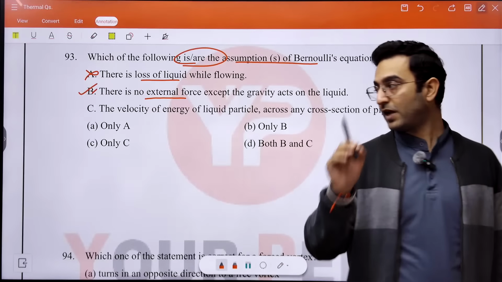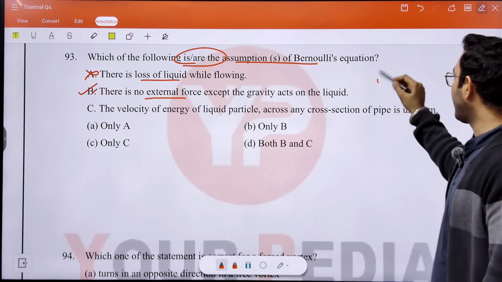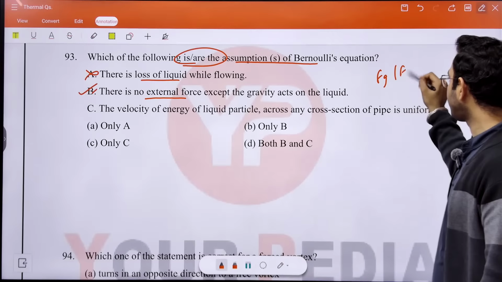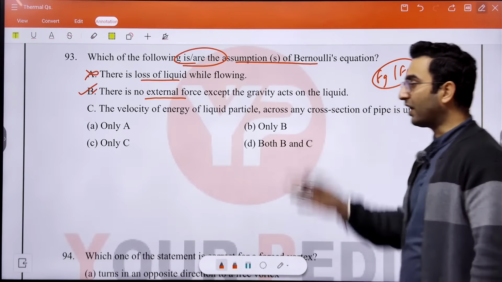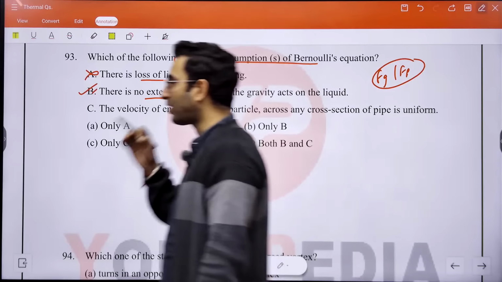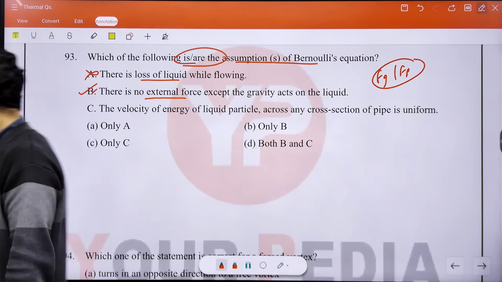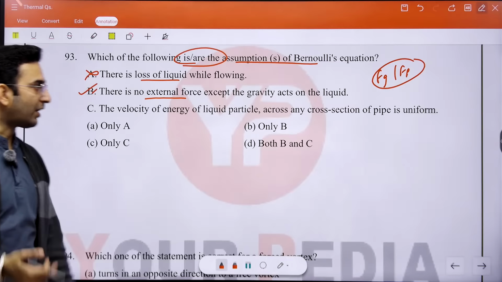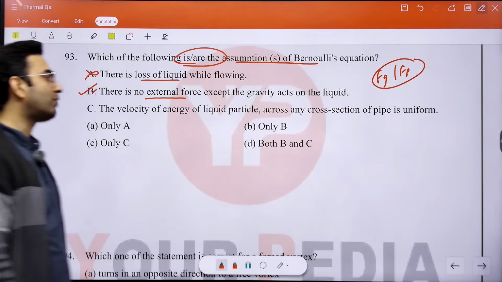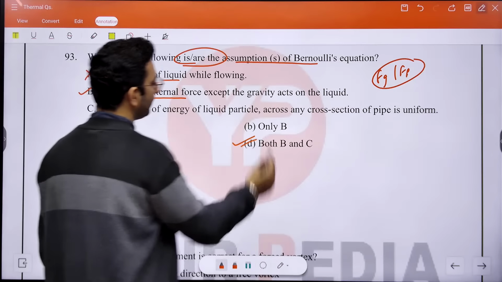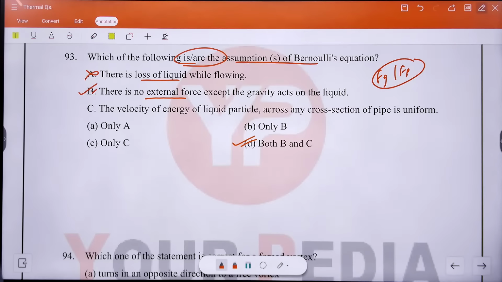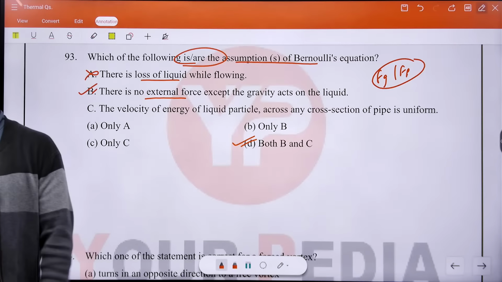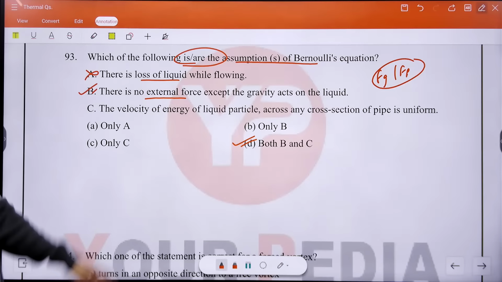Because we are considering only two forces. The first one is the gravity force and the second one is the pressure force. Gravity is the only external force which is acting over the liquid here. Okay, remember that part. Now, the velocity or the energy of the liquid particle across any cross section of the pipe is going to be uniform. That is a correct one here. Okay, so options B and C are going to be the assumptions of the Bernoulli's equation.